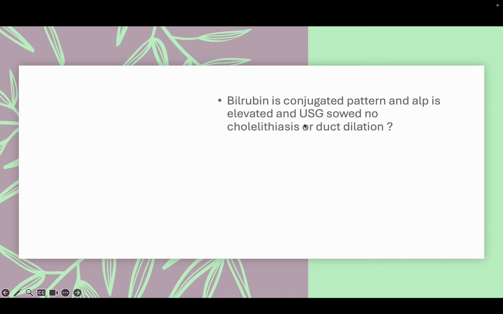So bilirubin is conjugated and ALP is elevated, ultrasound shows no cholelithiasis or duct dilatation. In this case, a conjugated pattern is there, the ALP is elevated, and ultrasound showed no cholelithiasis or duct dilatation. So you look for the intrahepatic cause, where you look for anti-mitochondrial antibodies for primary biliary cirrhosis and get a liver biopsy for any granulomas, sarcoidosis or TB, and you can also get ACE levels.